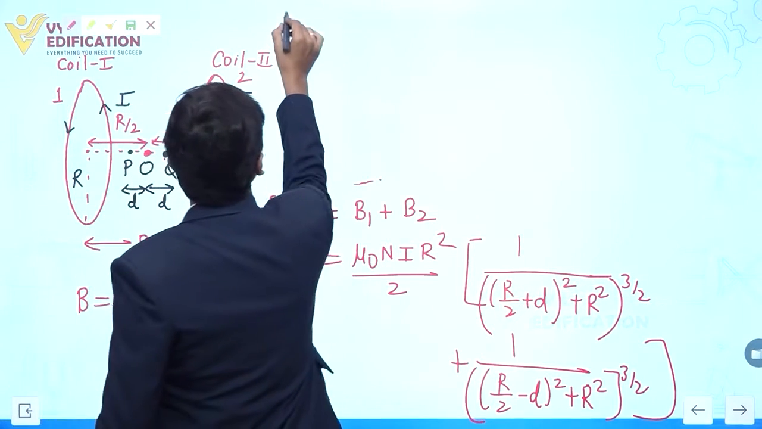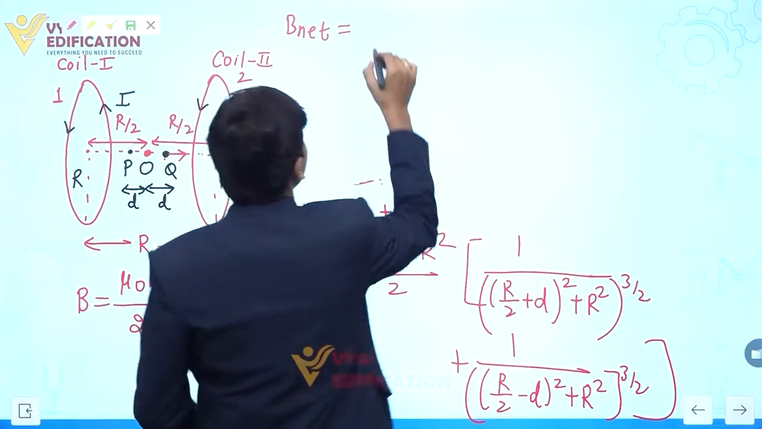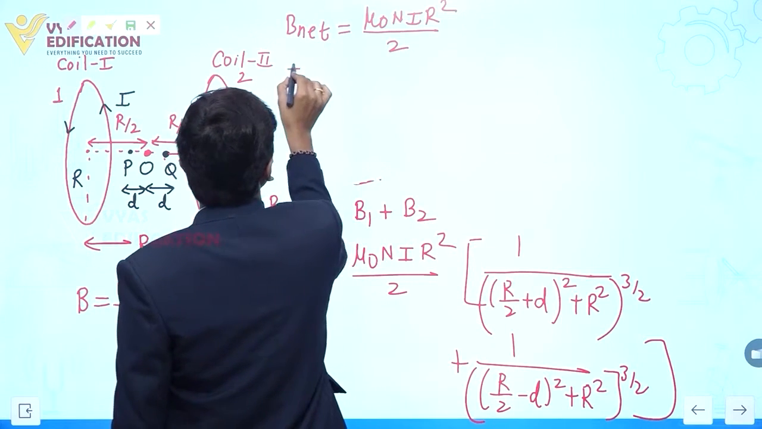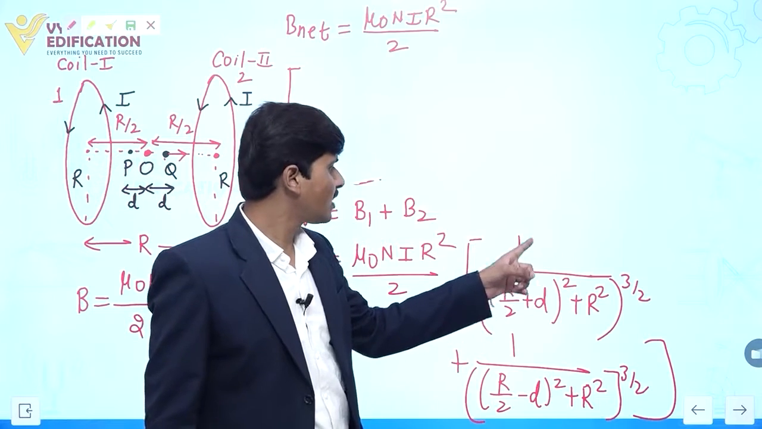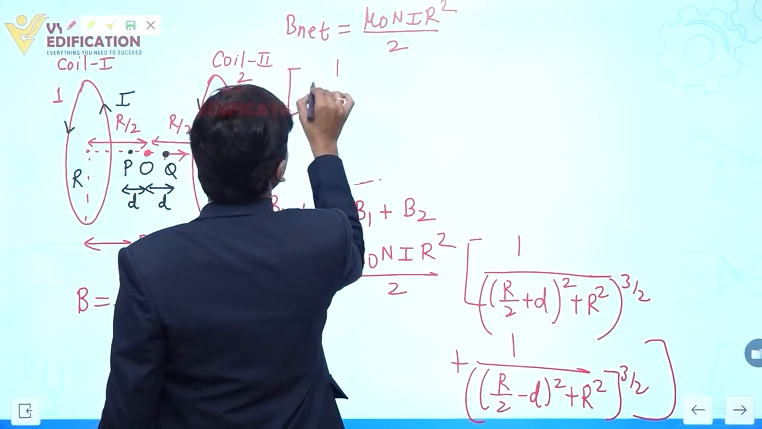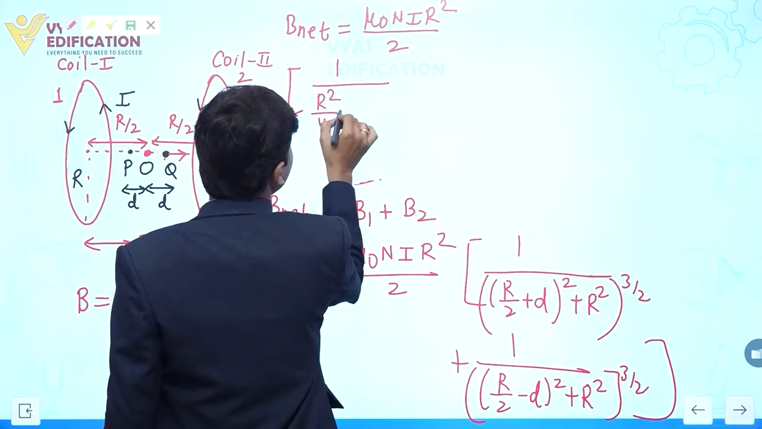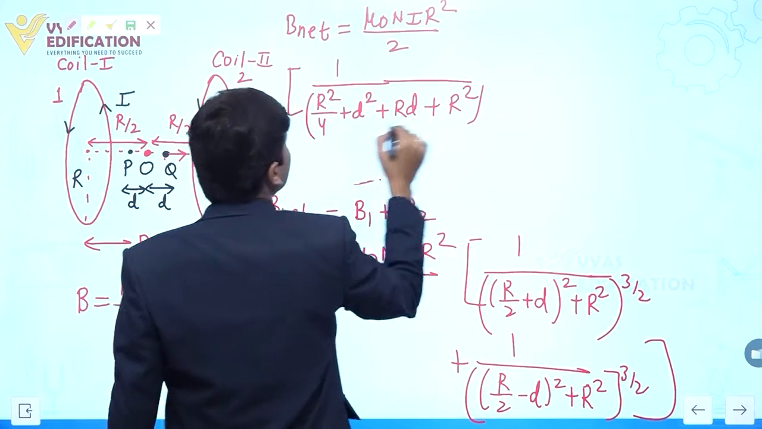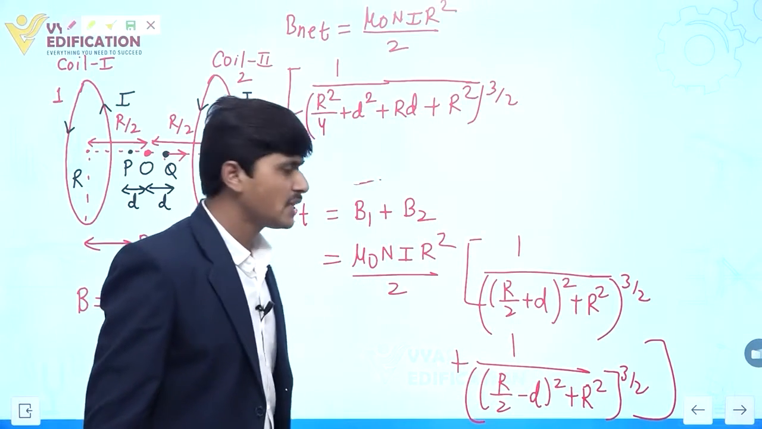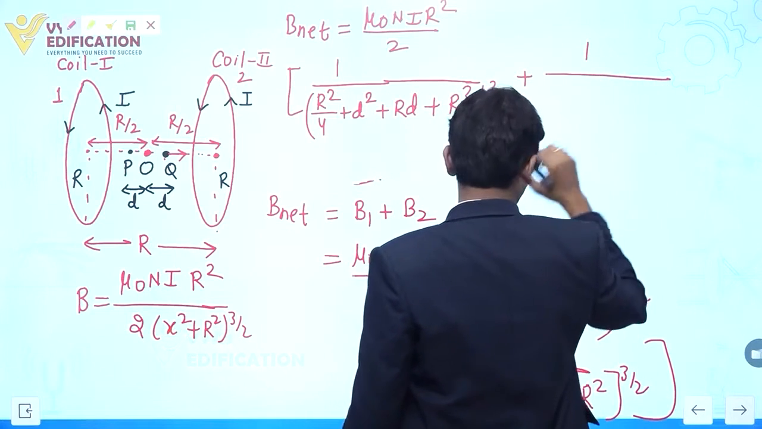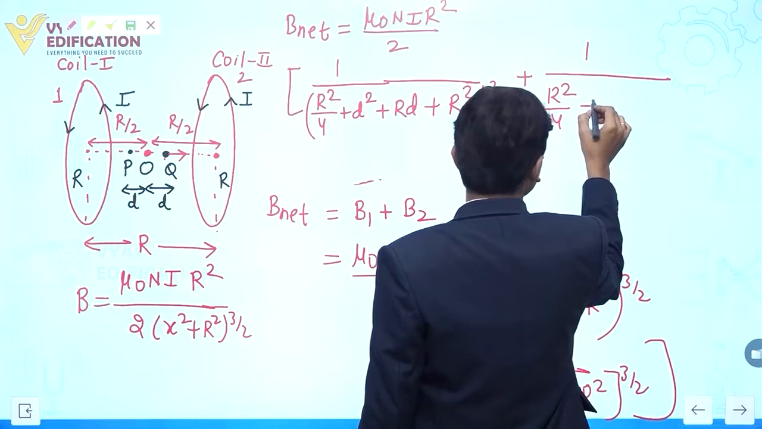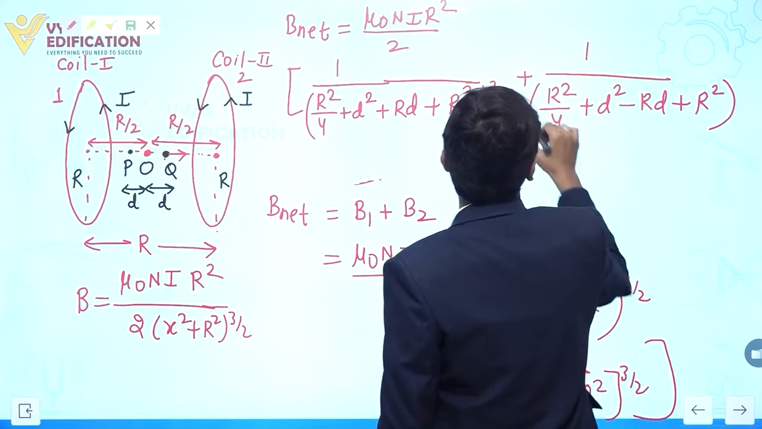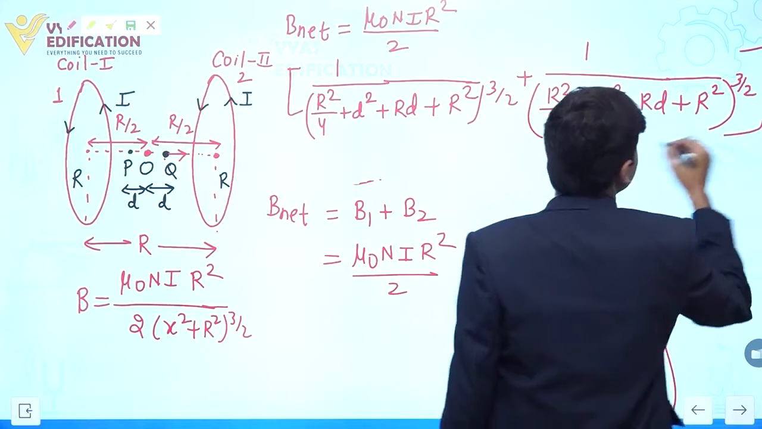Now listen carefully. The value of B net is given by mu naught Ni r square divided by 2, multiplied by a bracket: 1 upon r square by 4 plus d square plus rd plus r square, to the power 3 by 2. The same we can write for this one also, plus 1 upon r square by 4 plus d square minus rd plus r square, to the power 3 by 2. Clear everyone?